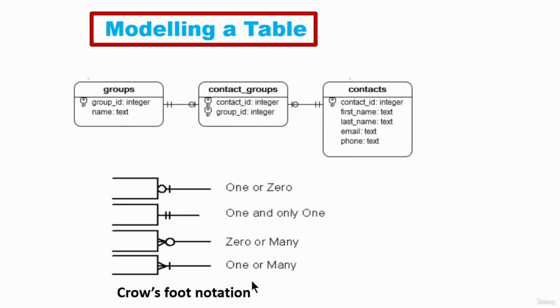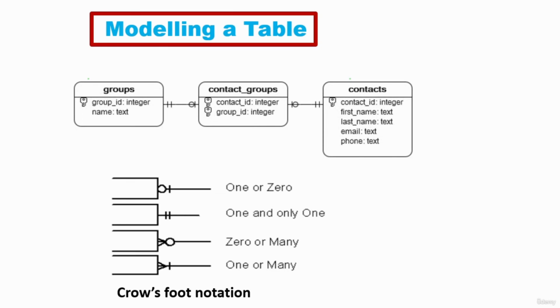So using the crow's foot notation, you can apply the relationship that exists between each of the tables. The modeling here is for 3 tables. These tables are going to have the following names. We're going to have a table called groups, one called contact_groups, and one called contacts.